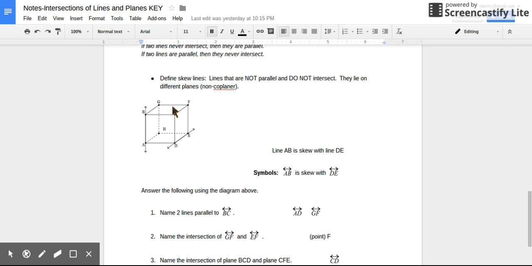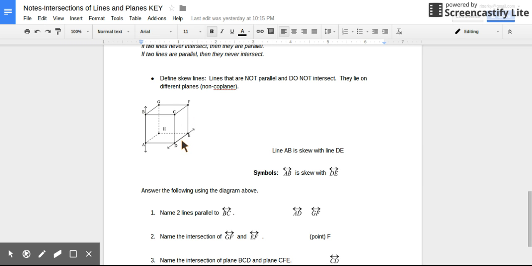Even though it looks like it, we have to imagine that this is a three-dimensional figure. And this line on this plane in the front is not going to intersect this line on the plane on the right. So CF is definitely a skew line.